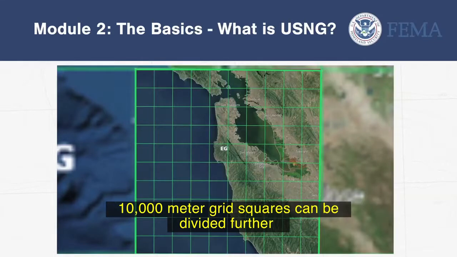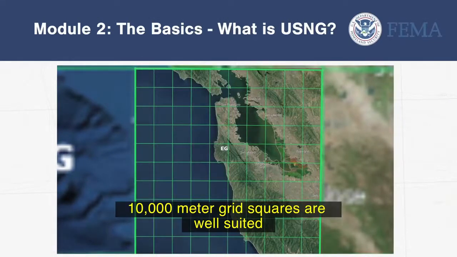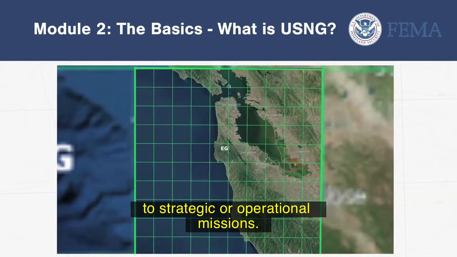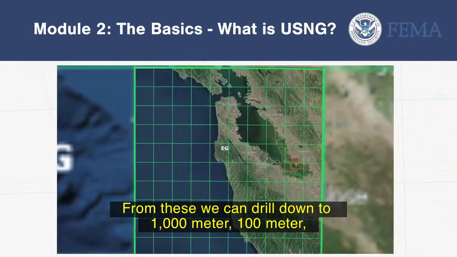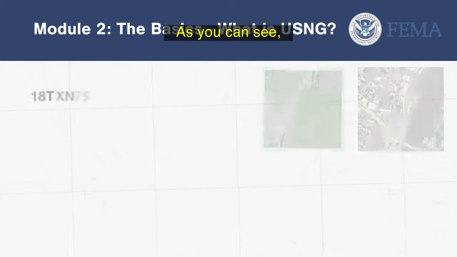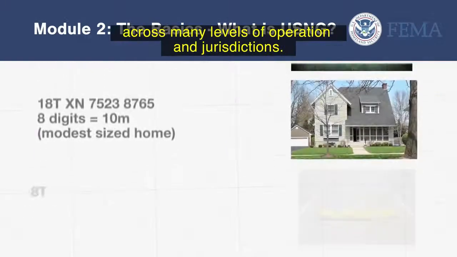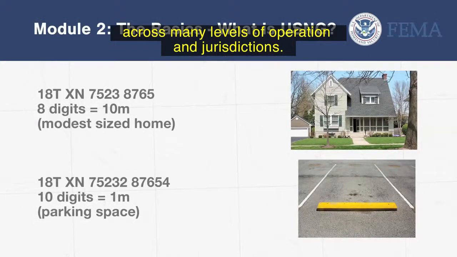10,000-meter grid squares can be divided further using the same principles. 10,000-meter grid squares are well suited to strategic or operational missions. From these, we can drill down to 1,000-meter, 100-meter, down to 1-meter precision. As you can see, the USNG can be scaled to manage complex incidents across many levels of operation and jurisdictions.